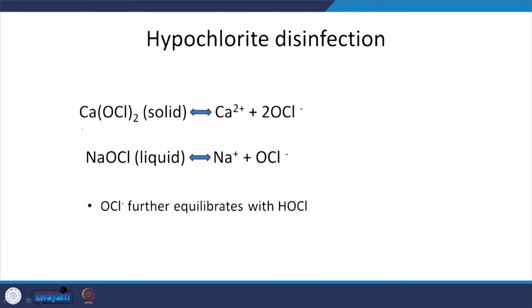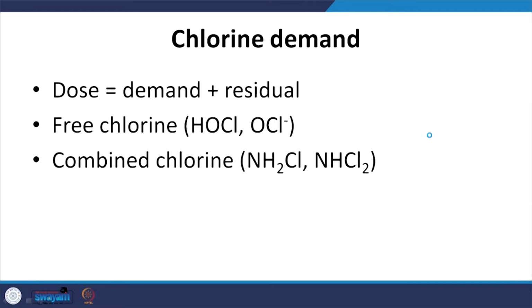So, hypochlorite, if I add this, as you can see, after you dissolve it, you are adding OCl minus, from NaOCl, Na plus and OCl minus. OCl minus, we know, will be in equilibrium with HOCl, right. So, in effect, we are trying to add the oxidizing agent HOCl. That is what we are trying to do. Chlorine demand, let us say: the dose is equal to the demand plus the residual, right. This will be the aspect, the dose.